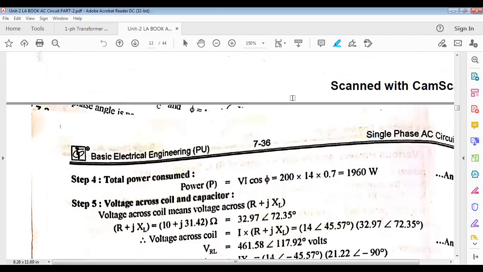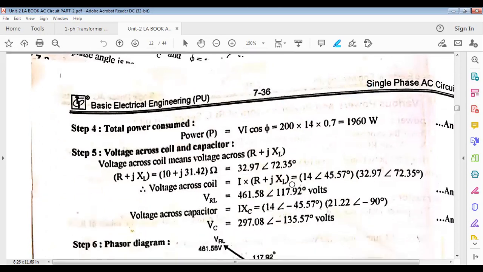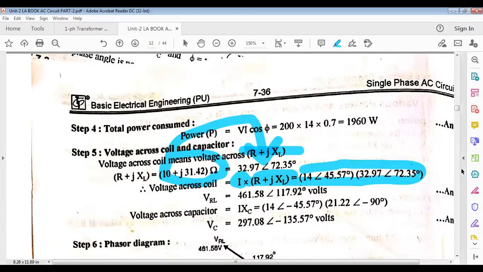Now which part is left? Voltage drop across coil and voltage drop across capacitor. So coil resistance and XL we know. You can convert this rectangular form to polar form using the calculator. Once you know the impedance of the coil in polar form, multiply it by current and you will get the voltage drop across coil. Mostly no one will ask you the voltage drop across coil in polar form, it is a very rare possibility. Mostly only magnitude is asked, but if you get asked, you must be able to calculate it.